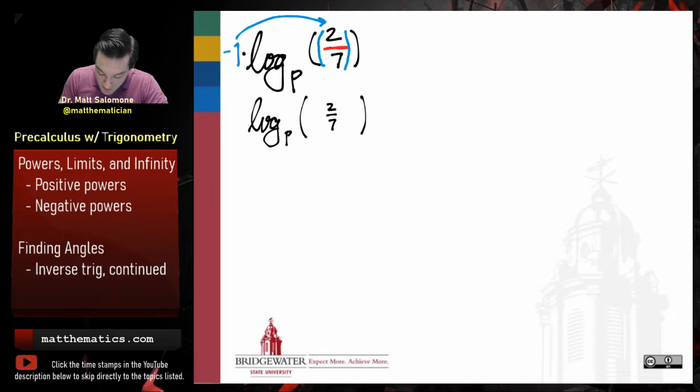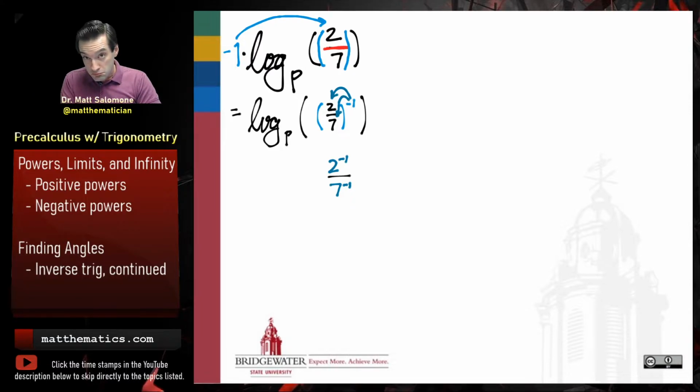Now, what does it mean to raise something to a -1 power? As we'll remember from our properties of exponents, one of the ways of understanding how to do that is to distribute that -1 power to the numerator and the denominator. If we do that, we end up with a 2 to the -1 and a 7 to the -1.